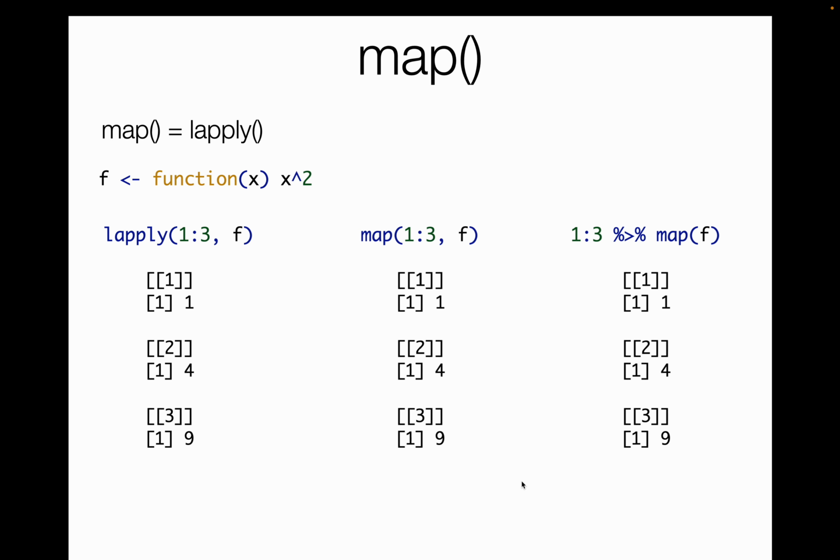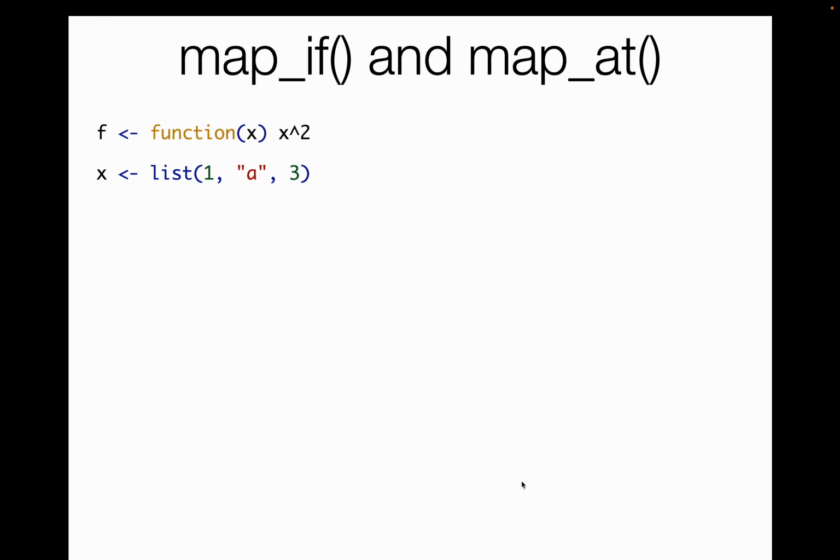So map is like lapply, list in, list out. Now there are variants, map_if and map_at. So these are some of the variants that can be helpful.